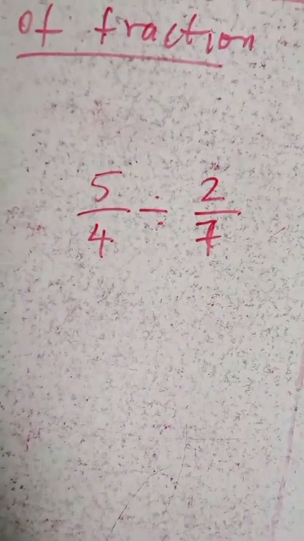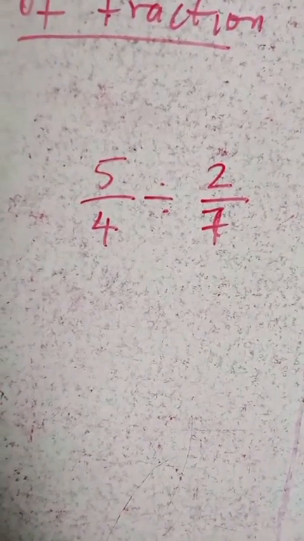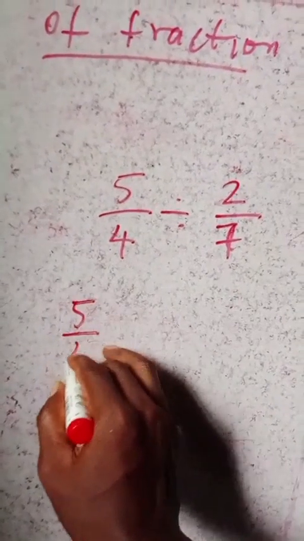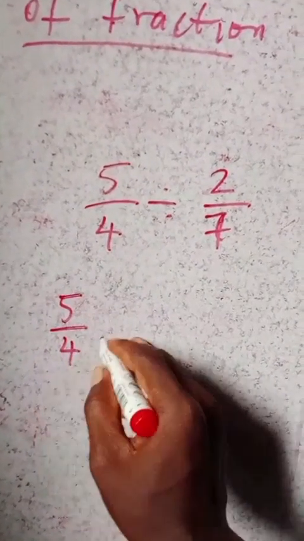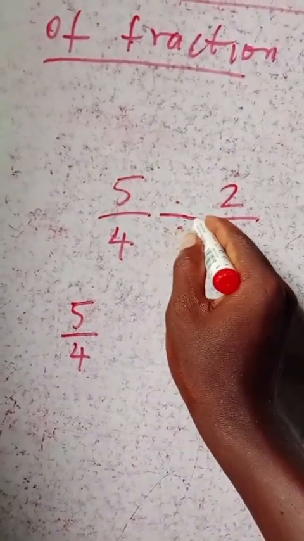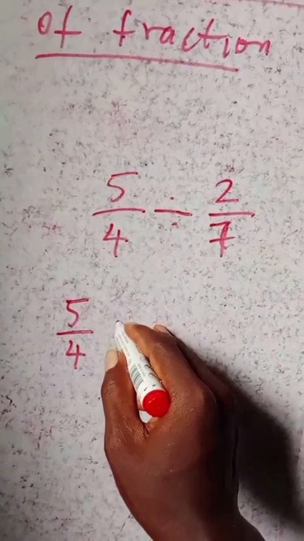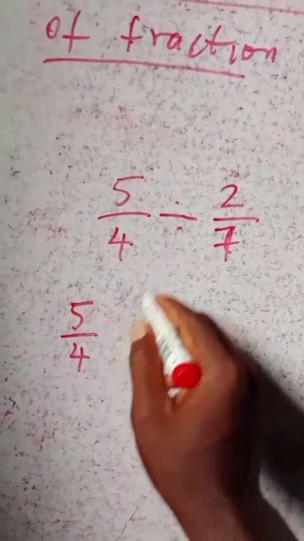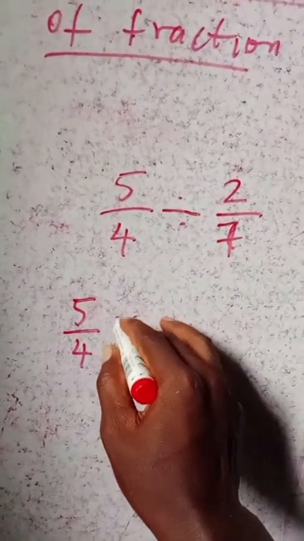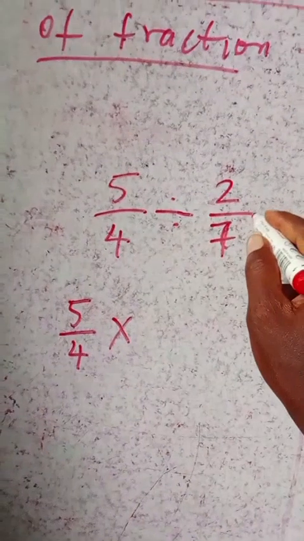Write down the first fraction. The first fraction is 5 over 4. And this division sign will change to multiplication. That is the rule. So this division sign will change to multiplication, and when it changes to multiplication, it will affect the next fraction.